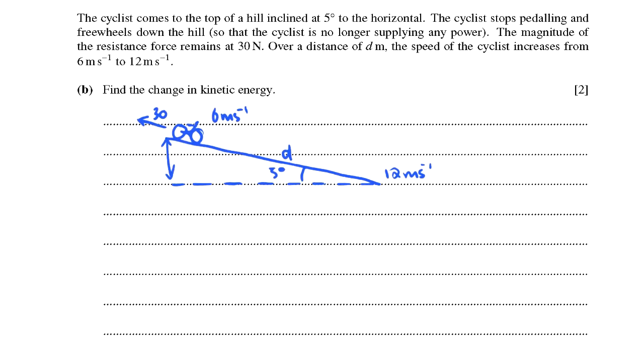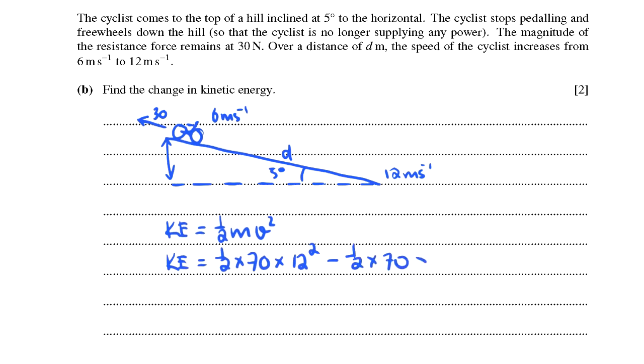We're asked to find the change in kinetic energy. The kinetic energy at any point is equal to a half mv squared. But it changes from 6 velocity to 12 velocity, so the change is going to be a half times the mass, which is 70, times the final velocity, which is 12 squared, minus a half times 70 times 6 squared. And if you put that into a calculator, you get 3780, and energy, so it's joules.